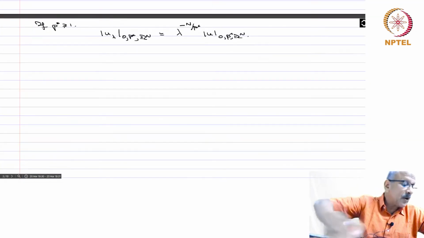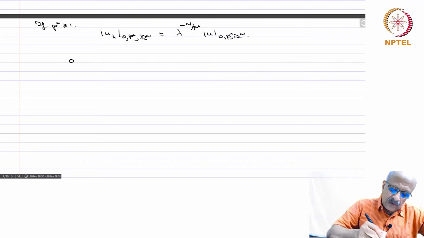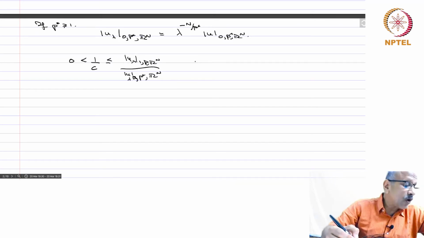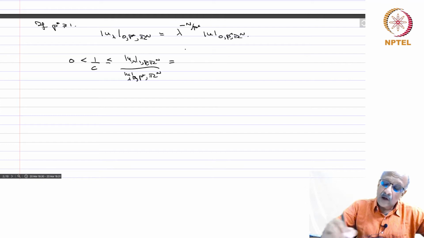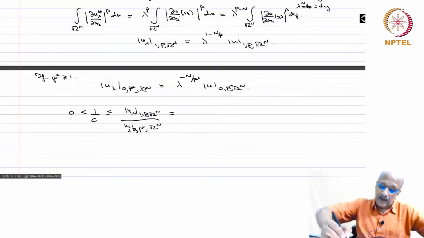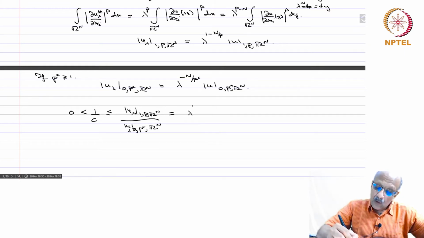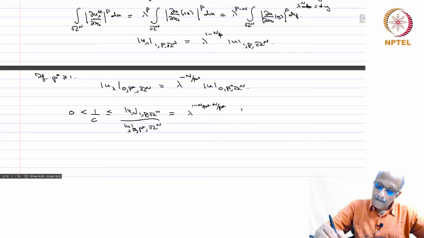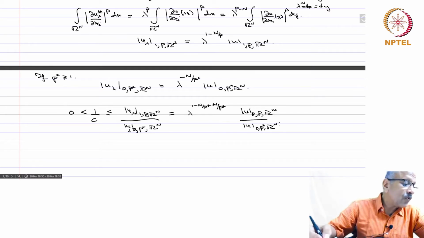So this has to be satisfied by all the functions u_λ, etc. So 0 < 1/c ≤ ‖u_λ‖_{1,p,R^n} / ‖u_λ‖_{0,p*,R^n}. This is that inequality which we are saying is true for all functions, and if you take into account the two previous computations and substitute, this is λ^(1 − n/p + n/p*) times ‖u‖_{1,p,R^n} / ‖u‖_{0,p*,R^n}. So this is what we get.